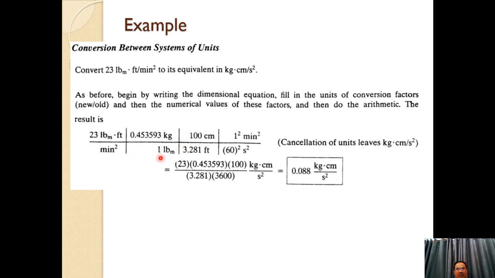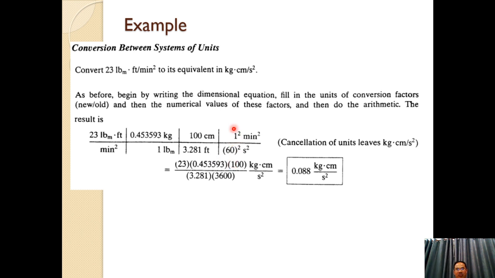We know the conversion factor, right? 1 pound mass equals 0.435 kilogram. For this case, you can change mass to kilogram. The second conversion is length, from feet to centimeter. We know 100 centimeter equals 3.281 feet. For this, you can change feet to centimeter. The last unit is time. We have to convert minute to second. We know that 1 minute equals 60 seconds.